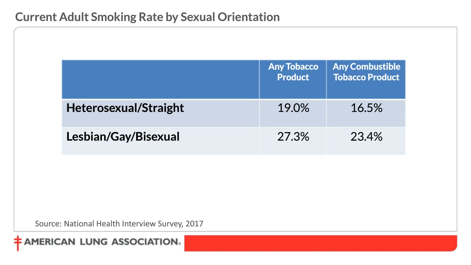As you can see, sexual orientation also influences adult smoking rates. Those who identify as heterosexual or straight have lower percentages of usage of any tobacco product or any combustible tobacco product than those who identify as lesbian, gay, or bisexual.